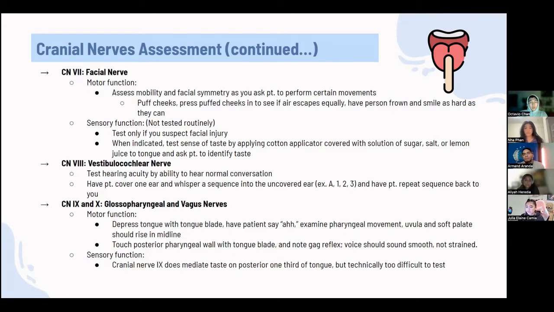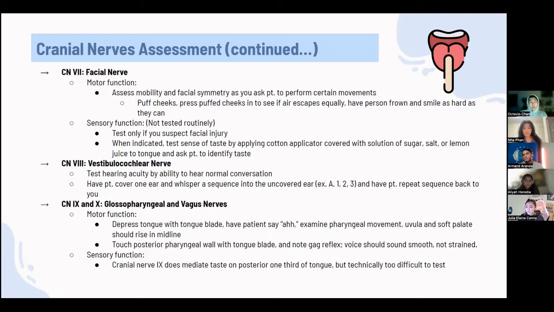For the glossopharyngeal and vagus nerves, you also have to test motor function and sensory function. So you would use a tongue blade, and you would depress the tongue, have them say ah, and examine the pharyngeal movement for the uvula and the soft palate, and they should rise in midline.